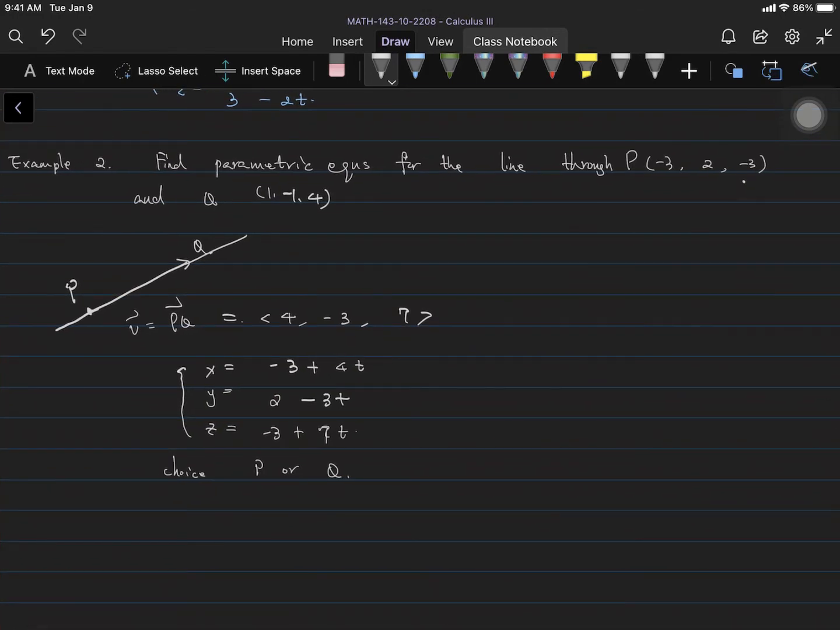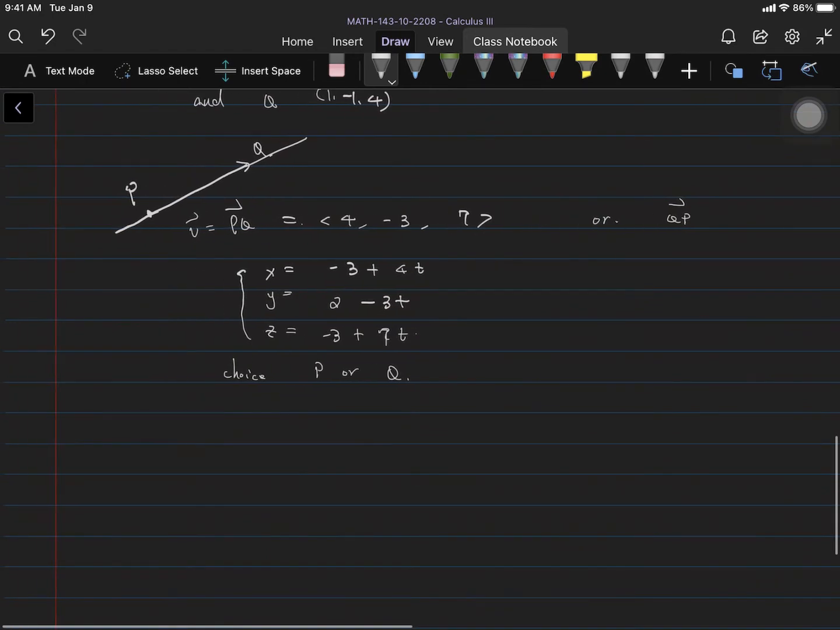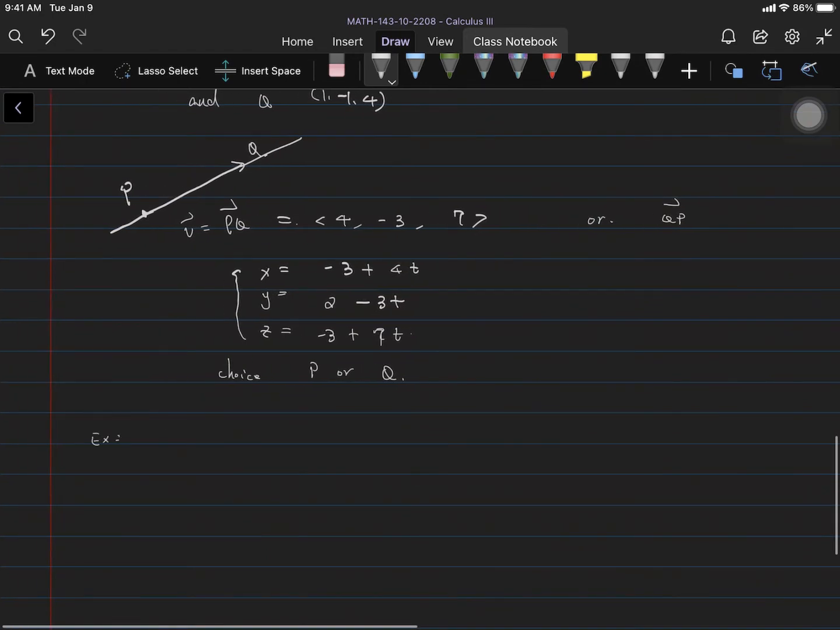Also, you can make your direction QP. Doesn't matter, because here we just need to find the line equation. Okay, which direction doesn't matter. Now let's try this exercise. Okay, so I'm going to write down the answer.